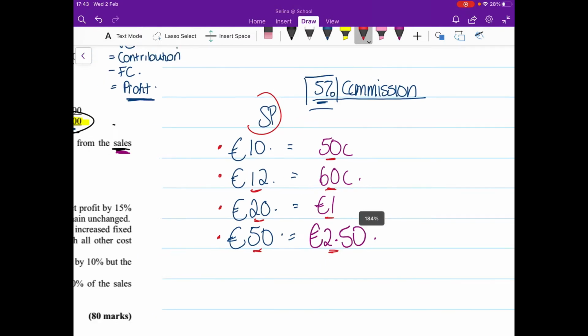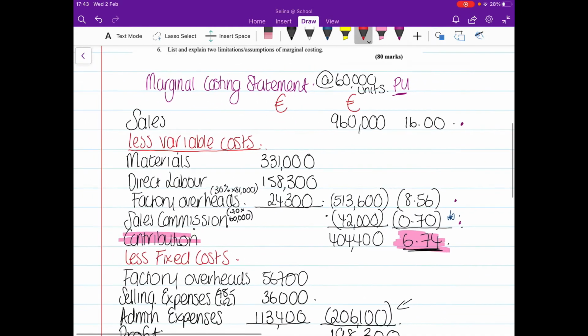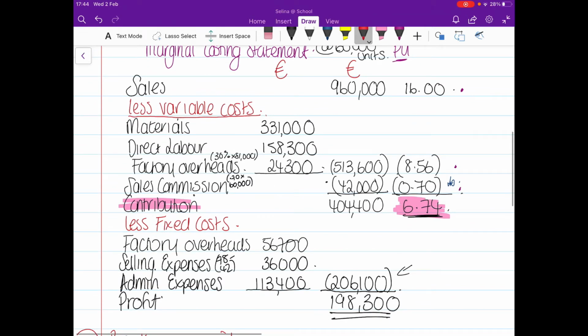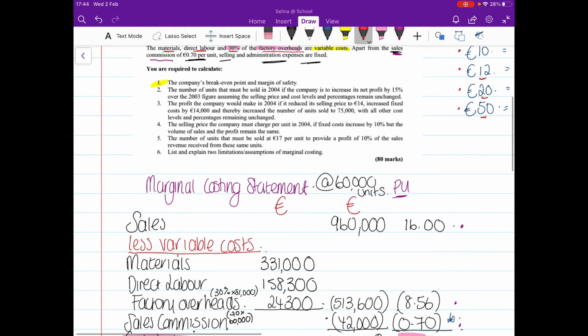So the reason that I would ask you to keep your sales commission separate over here is because when we get on to the next part, in the sensitivity analysis, which is where you're changing something to see what effect it will have on your profit, if the selling price changes at all, then your sales commission will change. So if any element of sales changes, then the amount of commission will change. And that's why I want you to keep it separate, okay? So we'll now move on to point 2, okay?